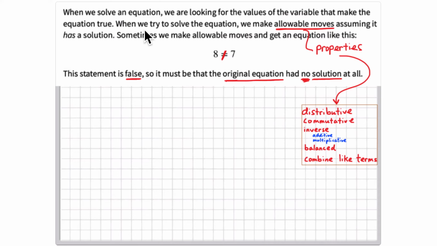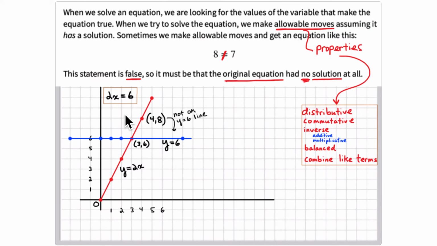And it says here, when we try to solve the equation, we make allowable moves. So what does that mean? Well, that means that you're using the properties of arithmetic, such as the distributive property, the commutative property, the additive inverse, the multiplicative inverse, trying to keep both sides balanced as you work through them. And you combine like terms, and eventually you end up with x equals something, or some number is not equal to some other number, or x equals x.